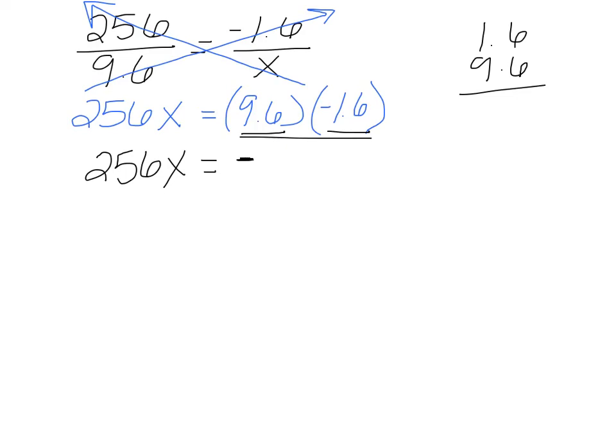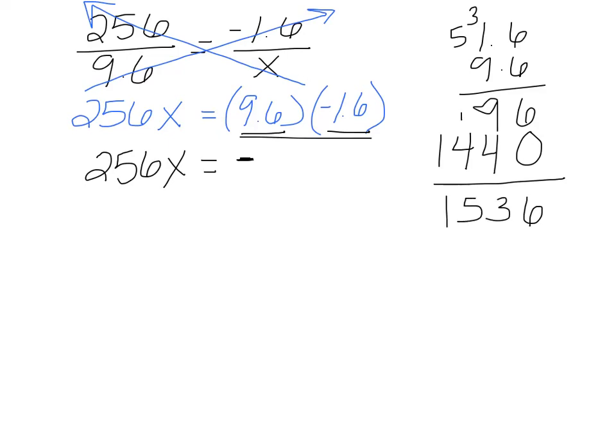Let's do the math. 6 times 6 is 36. Carry my 3. 6 times 1 is 6. Plus 3 is 9. Hold my space, 9 times 6 is 54, carry my 5. 9 times 1 is 9, plus 5 is 14. And I add, and I get 1536, but I need a decimal place of 2 spaces, one here and one here. So my answer is really 15.36, and it is negative.